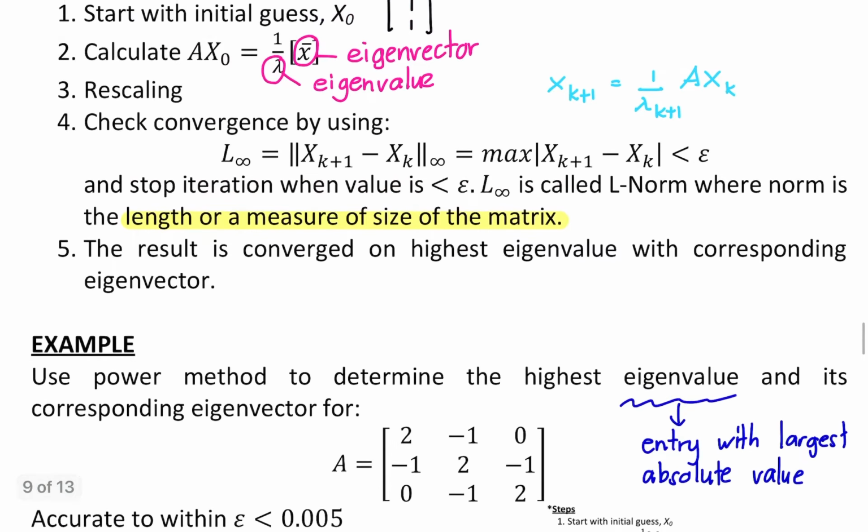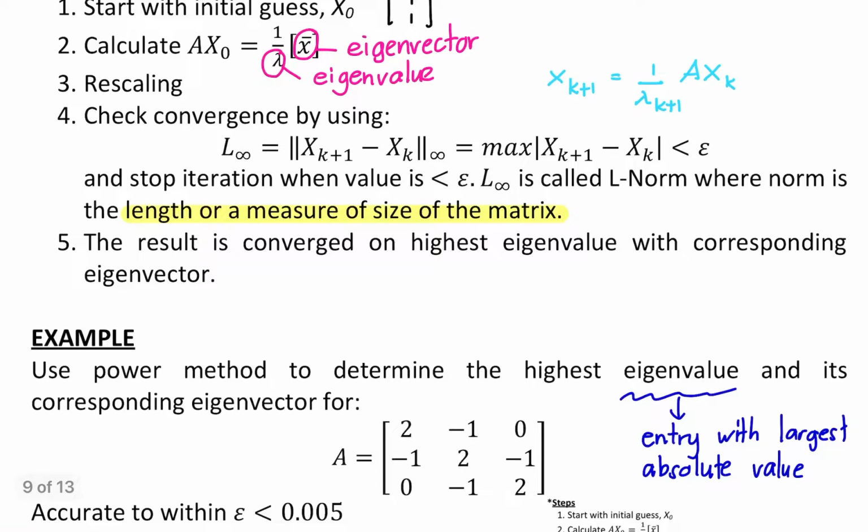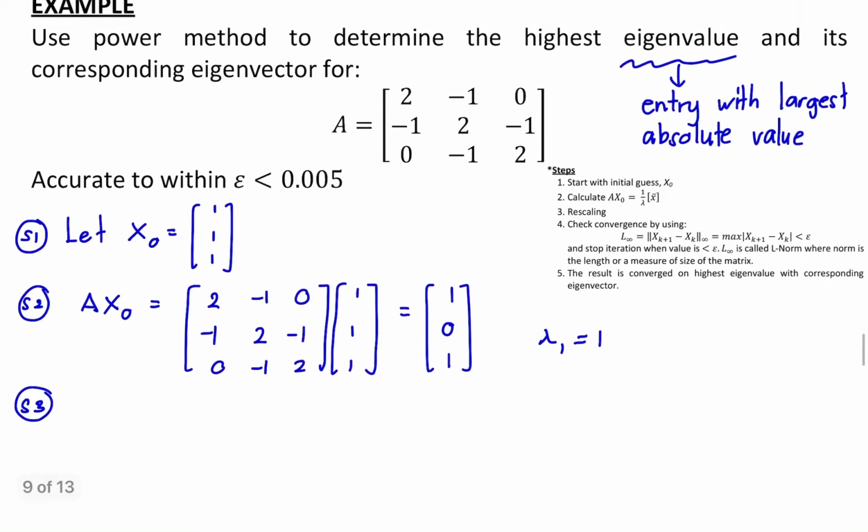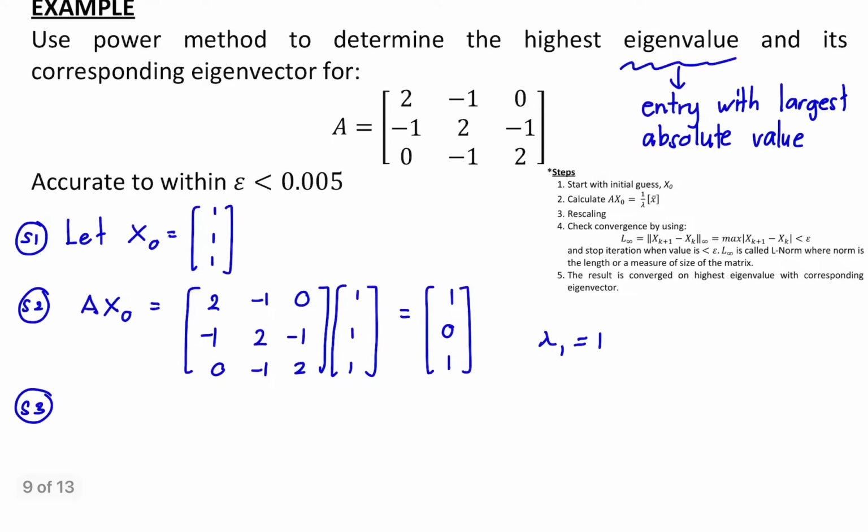I mentioned the formula here. Rescaling is this formula: x(k+1) equals 1 over lambda k, times A x k. Let's make that our step 3. So we want to find x1. The formula is 1 over lambda 1, times the previous x, x0. Lambda 1 is 1.